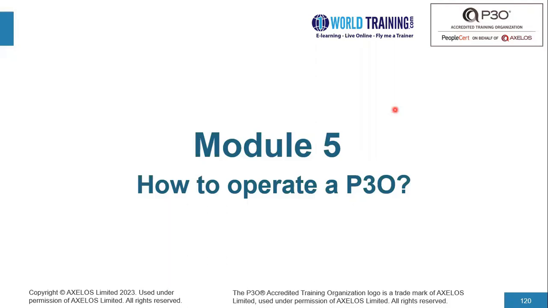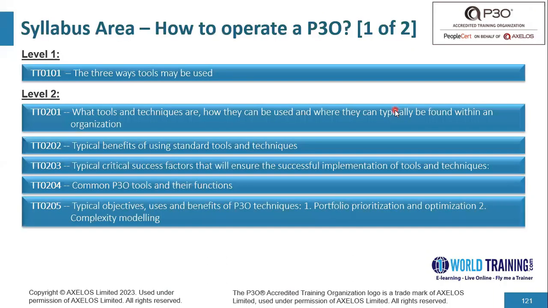Hello and welcome to Module 5, How to Operate a P3O. The syllabus areas that we would be covering in this particular module are the following. At level 1, we would be looking into the 3 ways tools may be used. At level 2, we would be looking at what tools and techniques are.